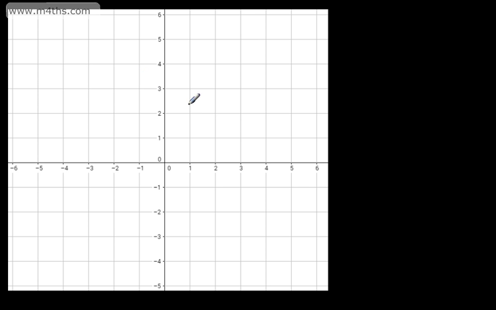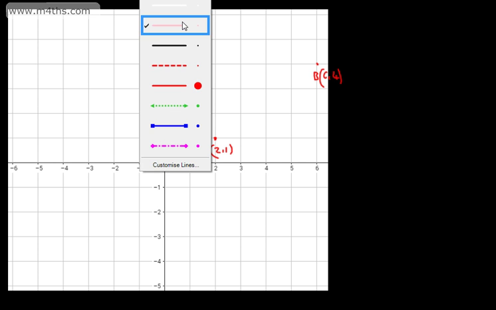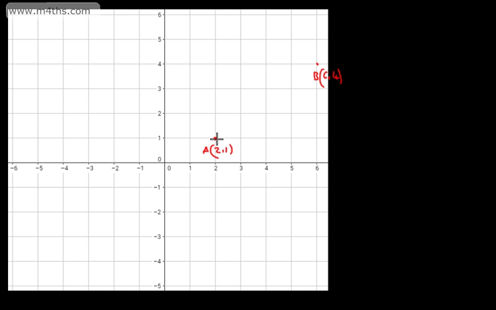What I'm going to do is plot a point, and that first point is going to be just here. I'm going to call this point A, and A has the coordinates 2, 1. If I plot another point, I'll call that B. I'm going to put that at 6, 4. So we'll have B, which will be 6, 4. What I might be asked to do is find the distance between these 2 points, or the line segment AB. So we might be asked to find the length of this line segment.